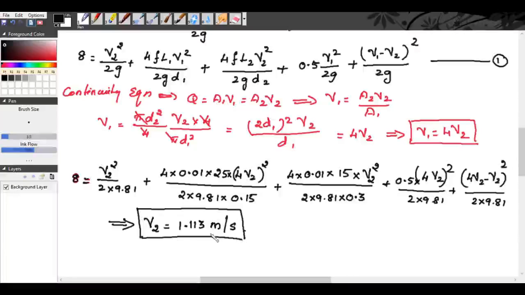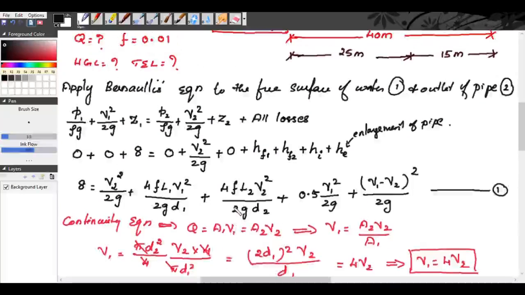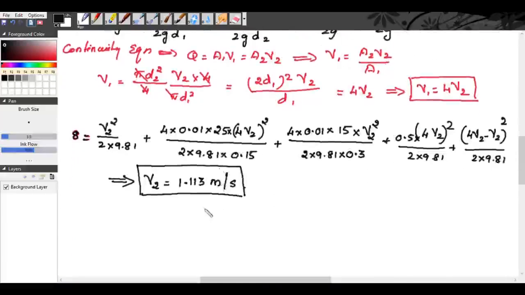And from an exam point of view, there will be marks for your steps also. That means sometimes even if we make some mistakes, if the in-between steps are written correctly, you will get marks. So you can find all the values separately. That is, you can find HF1 separately.